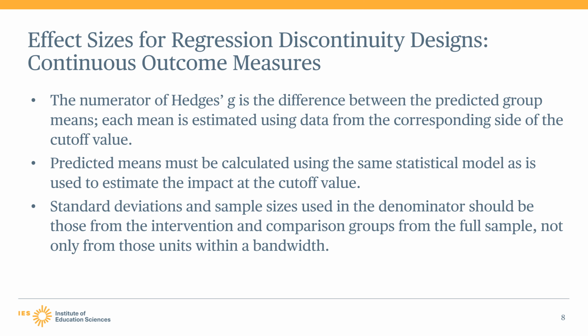For the denominator of the Hedges' g effect size calculation, the standard deviations and sample sizes used in the calculations must be those from the intervention and comparison groups from the full sample, rather than those just within a bandwidth. If the standard deviations and sample sizes were used from within the bandwidth only, then this could lead to biased effect size estimates due to artificially truncated variance in sample sizes. Thus, the WWC will always calculate the Hedges' g effect size using standard deviations and sample sizes for the full sample across the entire range of the forcing variable.